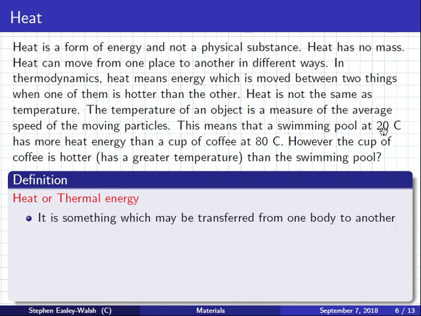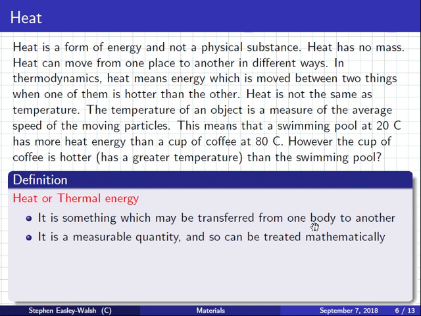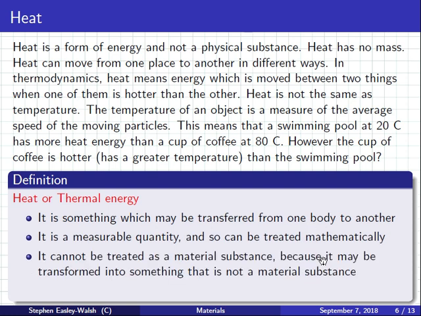Heat, or thermal energy, has a few properties. It can be transferred from one body to another, so you can move heat from here to somewhere else. You can measure it mathematically, and it's not a material, because you can't change heat into something else. You can't change heat into a pen. You can move heat, but you can't change it. It's always heat. And heat is a type of energy.